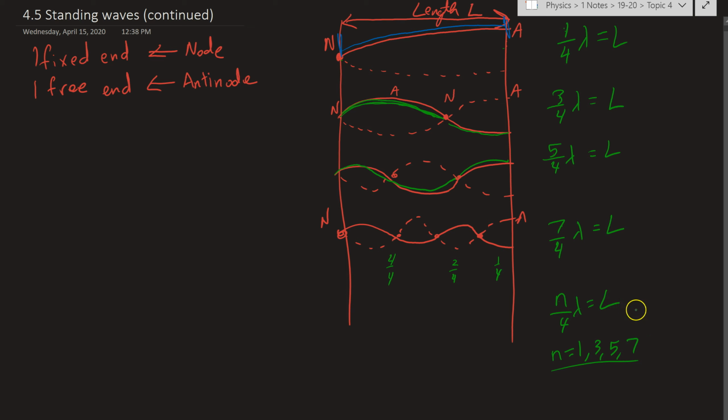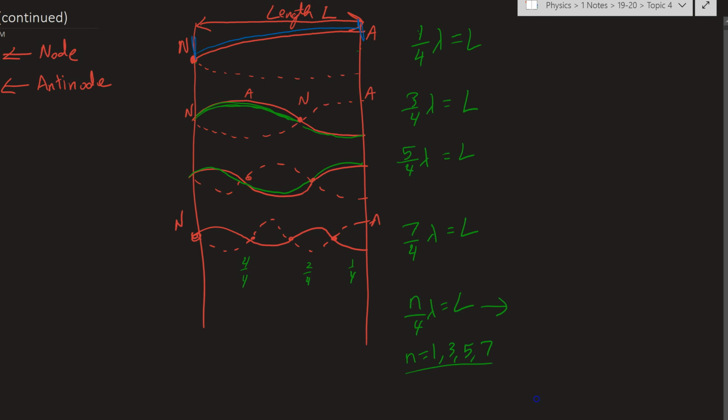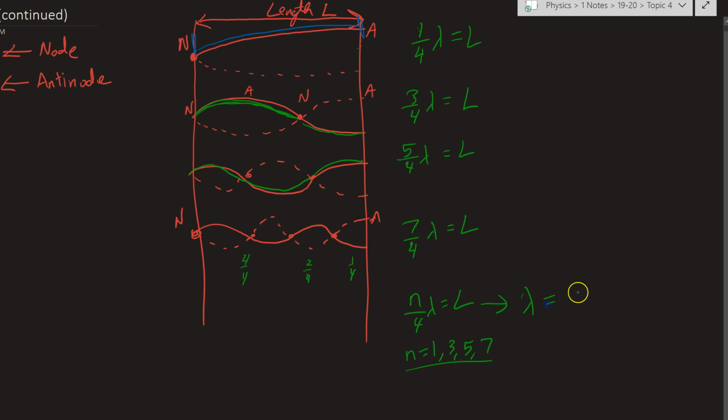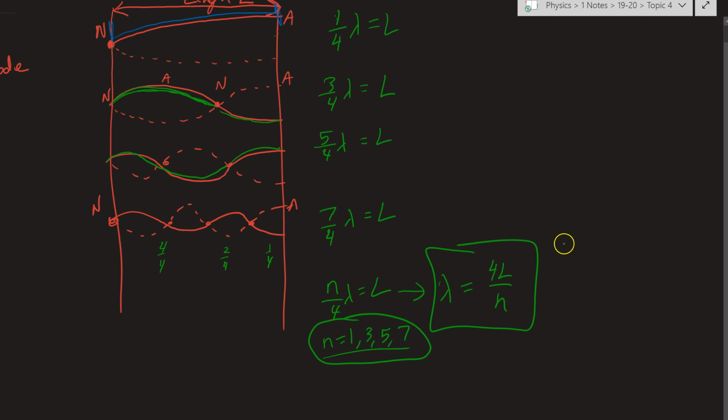And then the other thing is this is usually solved for lambda. So if we solve it for lambda, it's 4 times L over n. Put a box, and remember that n is odd. This is the relationship between lambda and length of the medium if one end is fixed and one end is free.